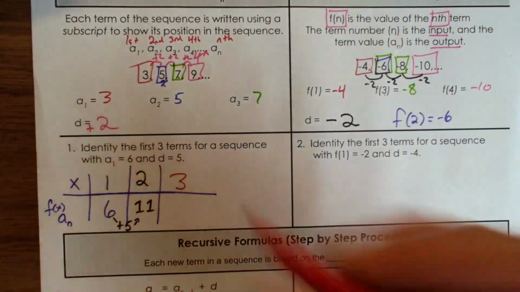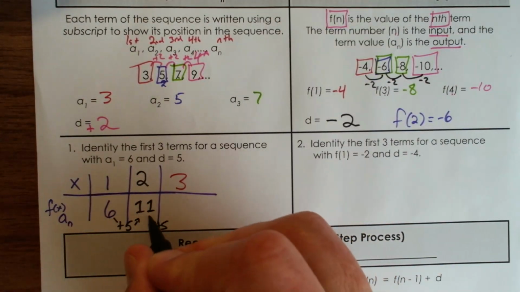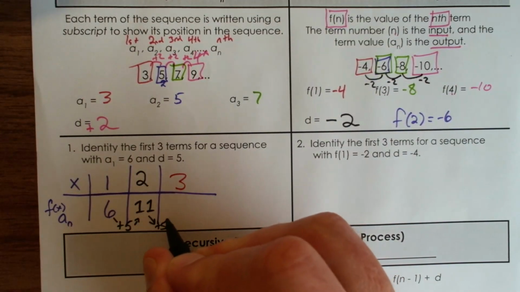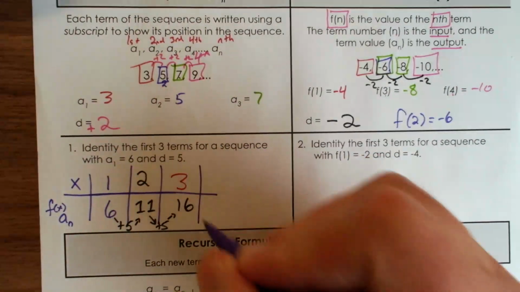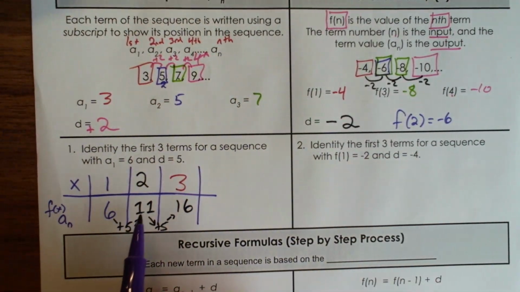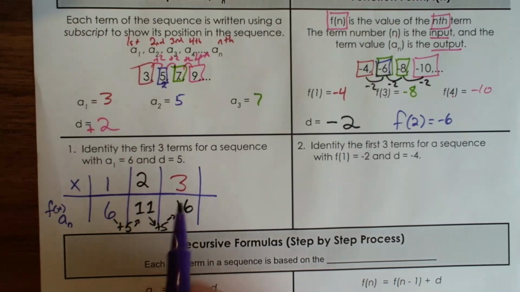My third term in the sequence, again, I would add 5. 11 plus 5 is 16. So my first 3 terms in the sequence are 6, 11, and 16, because it's my first term, my second term, and my third term.